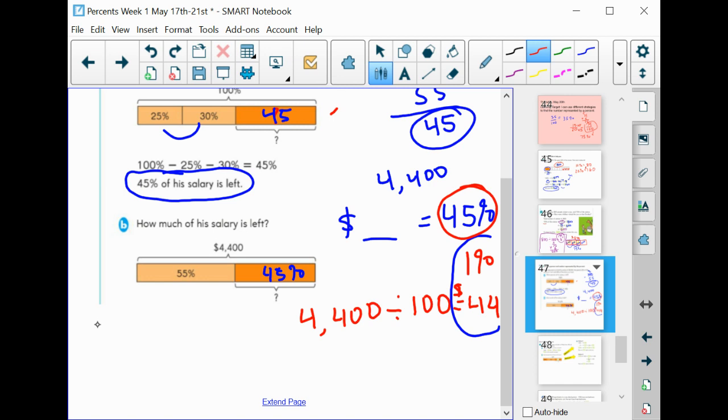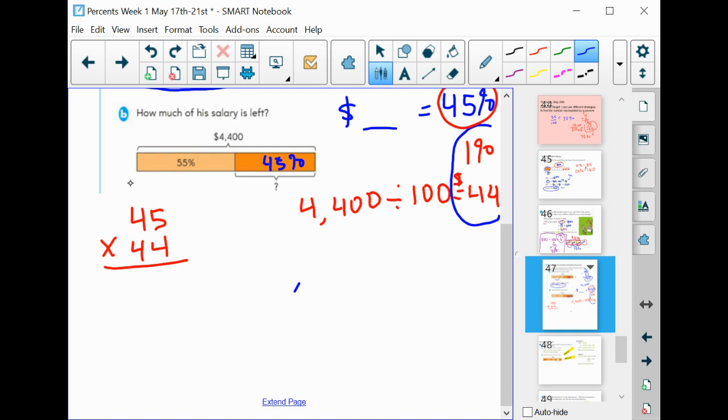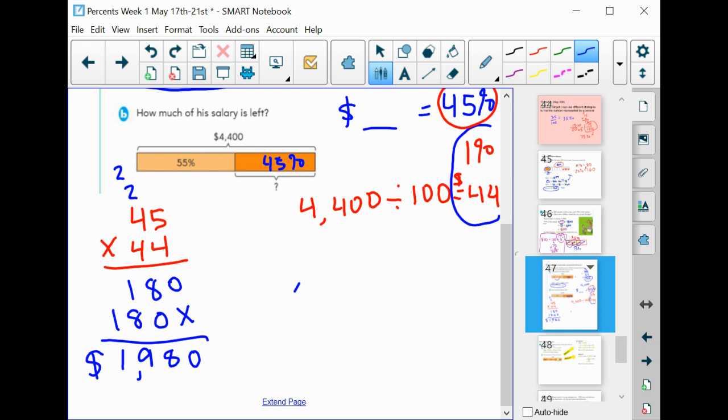But how many percent, or how much percent of his salary are we finding? 45. So now I'm going to take my calculator, or you could do this any way you know how, and I'm going to multiply 45 times 44, because $44 is 1% of his salary, and we want 45% of his salary. Okay, so I'm going to do 5 times 4 is 20. 4 times 4 is 16, 17, 18. I'm going to do my placeholder right here. 4 times 5 is 20. 4 times 4 is 16, 17, 18. I got $1,980 left. That's how much that Mr. Sanjay has left after paying for rent and food.